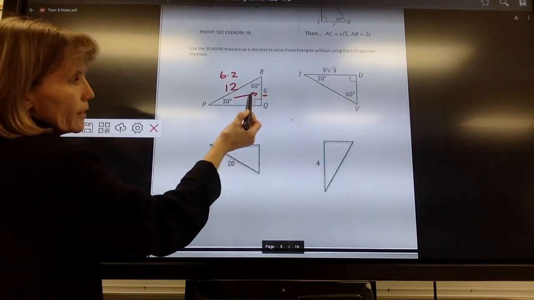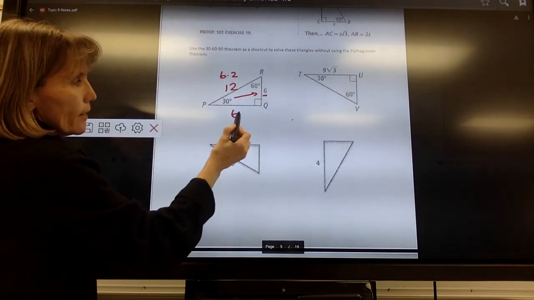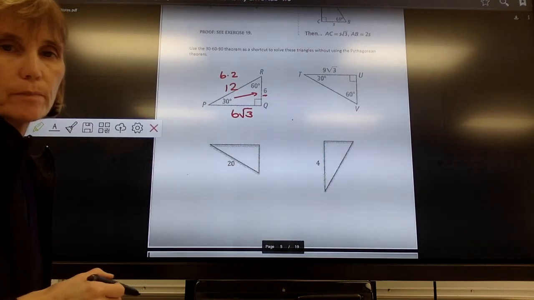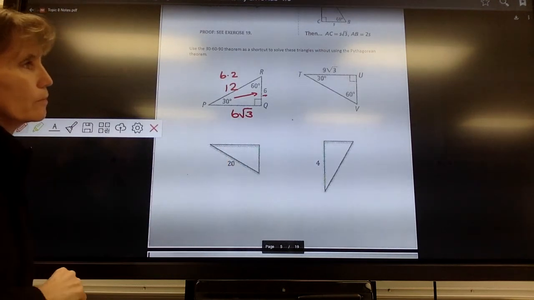And to go from the shorter leg to the longer leg, I take that short leg and I multiply it times the square root of 3. And we're going to leave our answers in radical form. So just leave it 6 square root of 3.